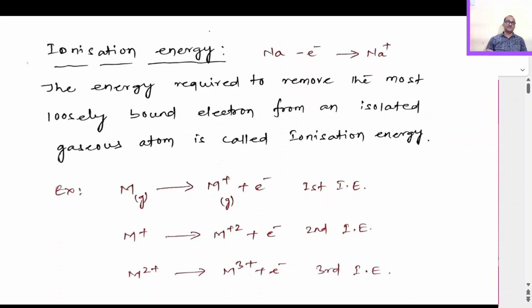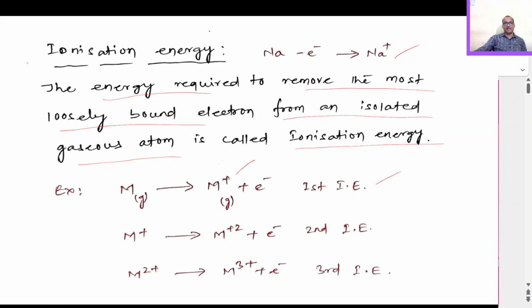So let's discuss first what is ionization energy. Suppose a sodium atom loses 1 electron, giving rise to a sodium ion. The energy required to remove the most loosely bound electron from an isolated gaseous atom is called ionization energy. Suppose the metal M loses 1 electron giving rise to M plus. That will lead to the first ionization energy.